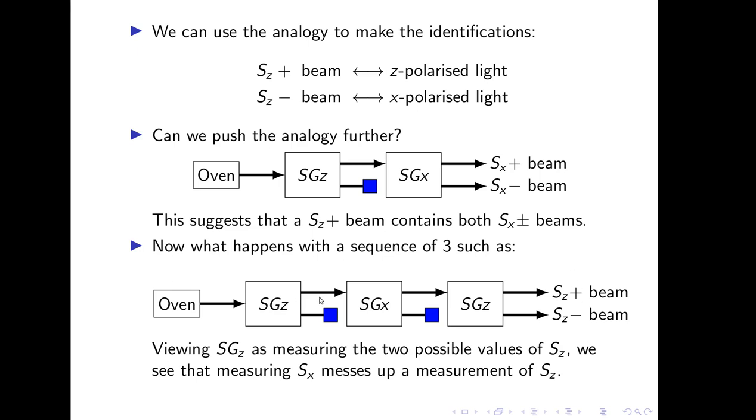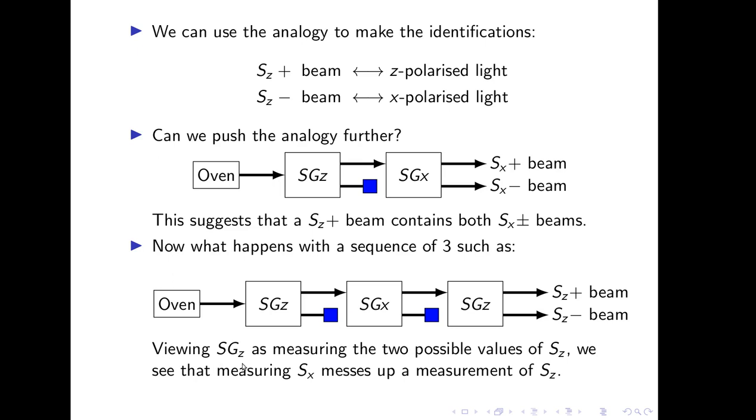Here we blocked the Sz minus beam, and so it goes through this, and if the SGX were not there, I would have only got an Sz plus beam. But once I introduce this SGX in between, it shows that, in analogy, the Sx plus beam should contain this, but it also shows that these measurements don't commute. This is similar to polarizers, which also don't commute. So ordering matters where you put things.